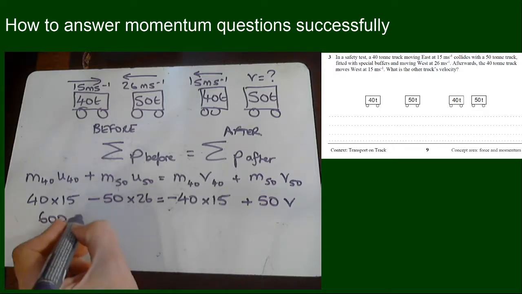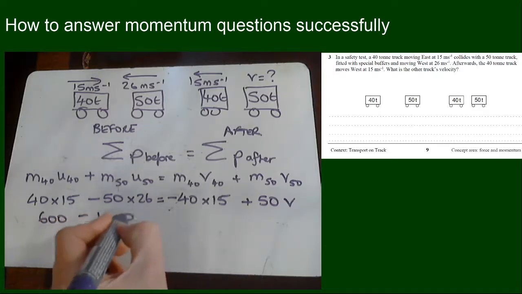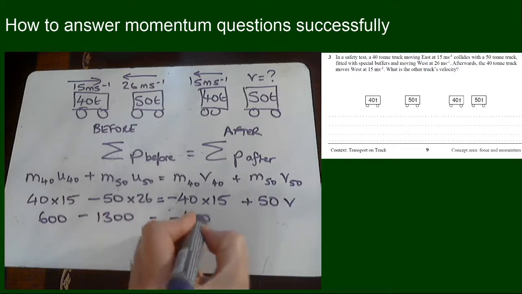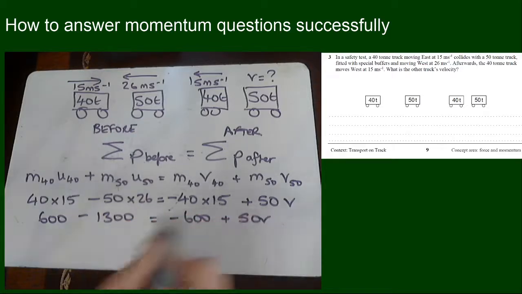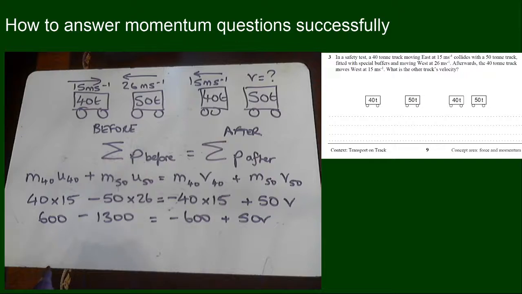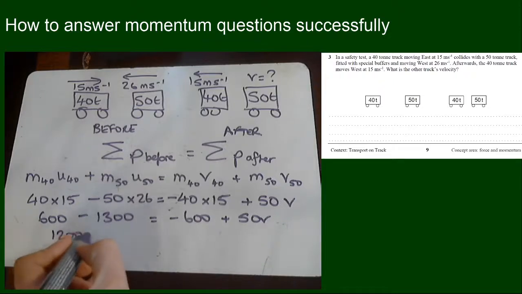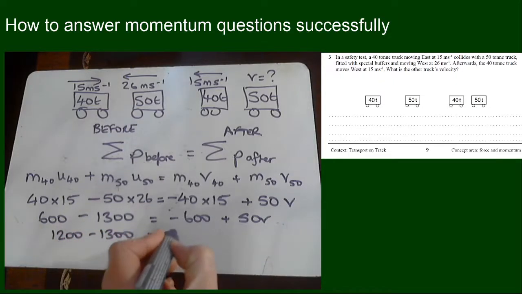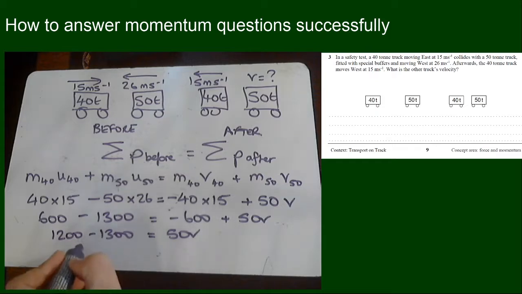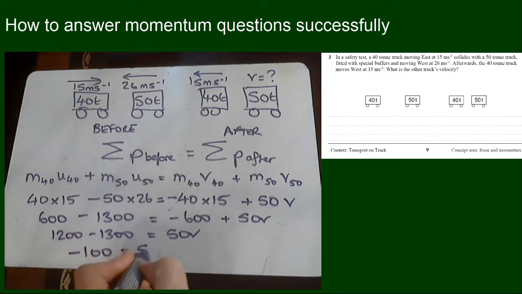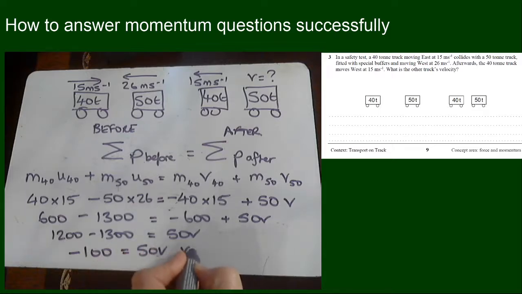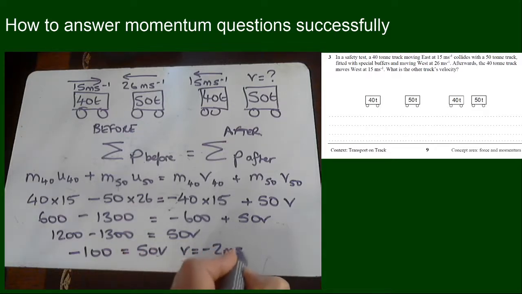Let's do the calculation. We've got 600 minus 1300 equals minus 600 plus 50v. Let's take our minus 600 over to the other side so that I have essentially 1200 minus 1300 equals 50v. So I then end up with minus 100 equals 50v, and so v is minus 2 meters per second.